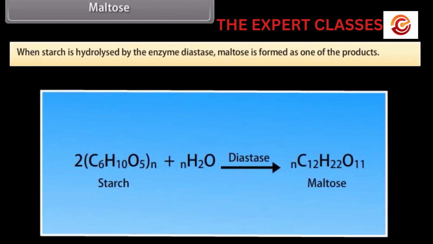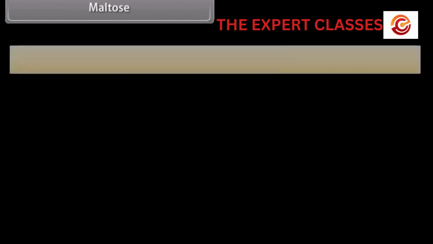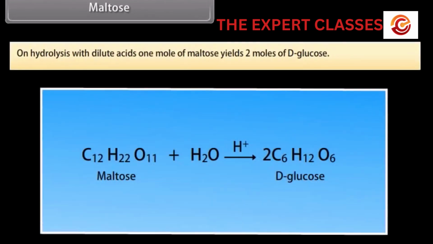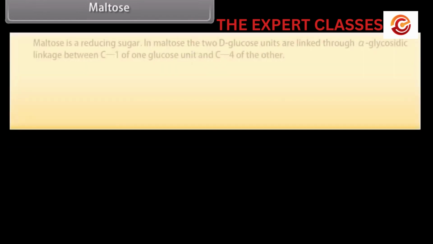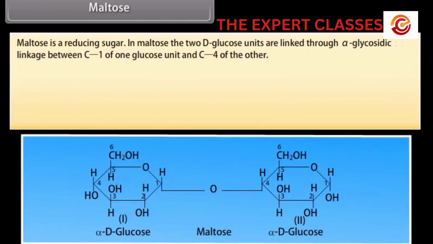Maltose. When starch is hydrolyzed by the enzyme diastase, maltose is formed as one of the products. On hydrolysis with dilute acids, 1 mole of maltose yields 2 moles of D-glucose. Maltose is a reducing sugar.